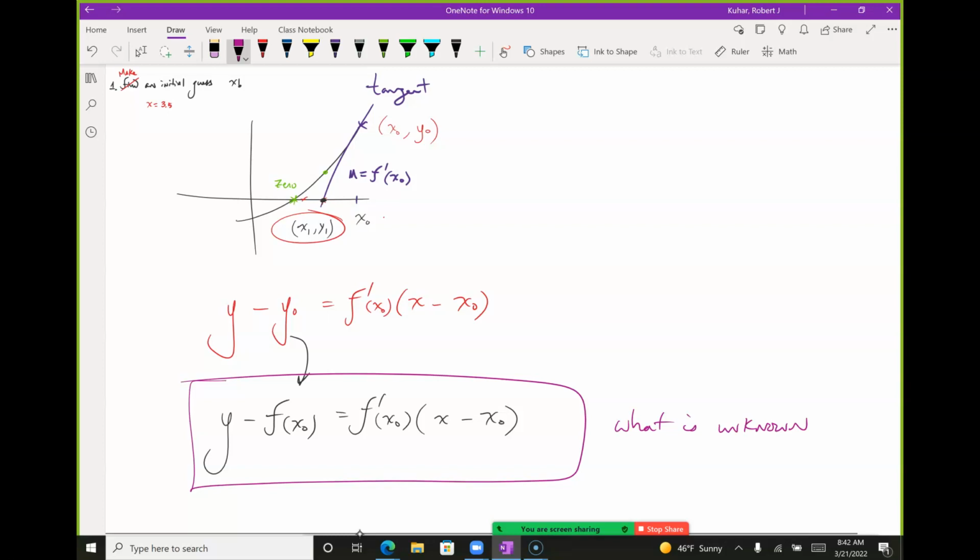X0 is my initial guess, right? We don't know our target. We don't know our destination. You could call it X0 prime, or whatever. I labeled it X1, Y1, right?